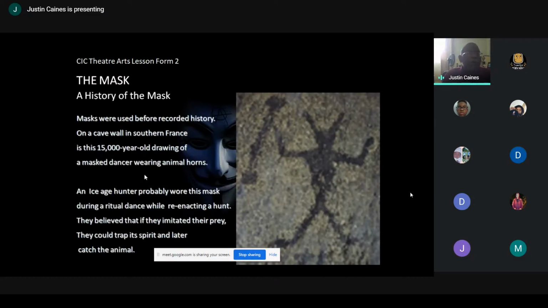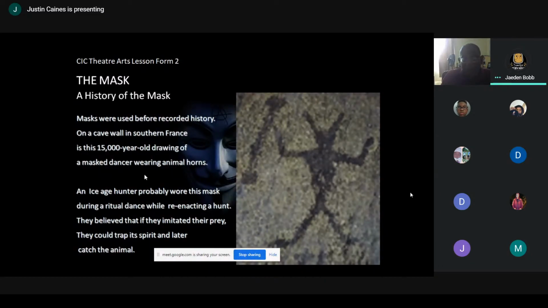Now, in Europe, masks were used before recorded history. There are caves in France. I can't remember the names of the caves right now, but they have a lot of these drawings that you see there. People scratched on the cave walls. You guys remember when we were in Form 1 and we were doing Early Man and we were talking about them painting and drawing on the cave walls?